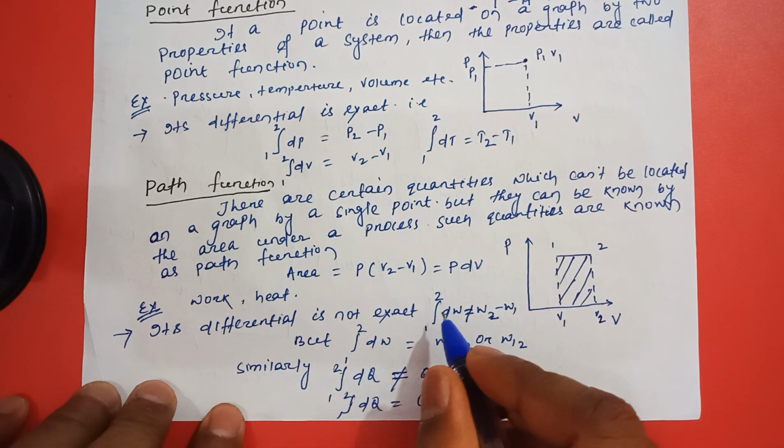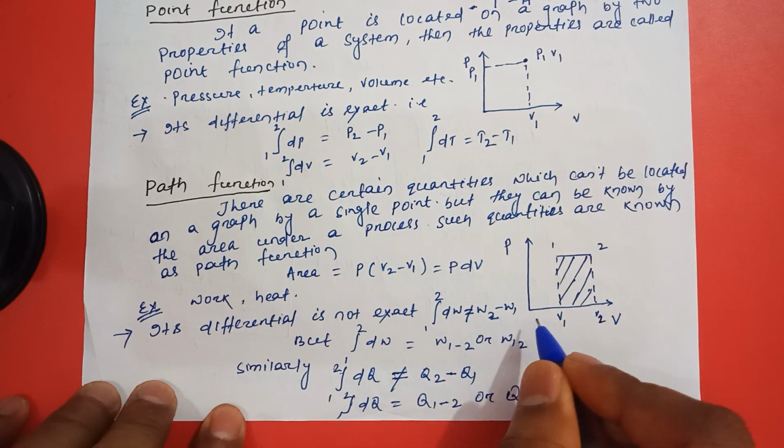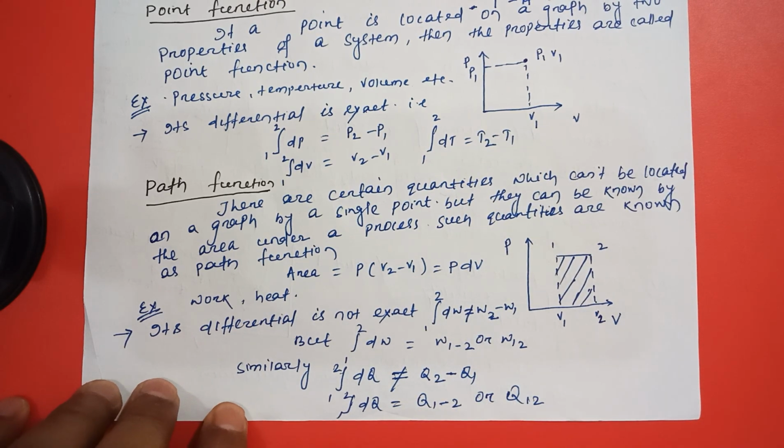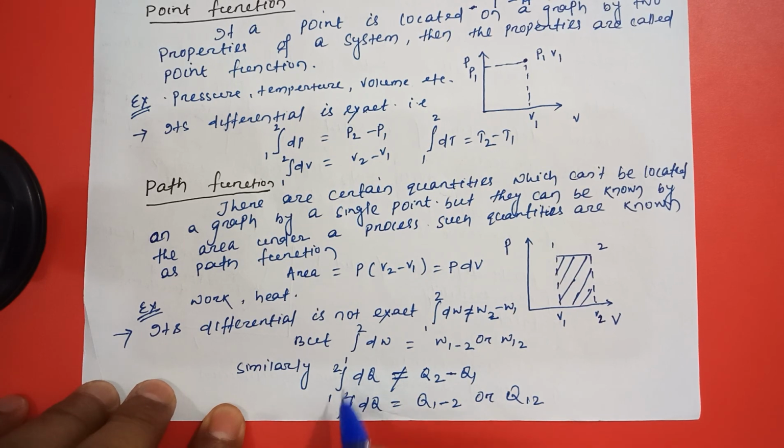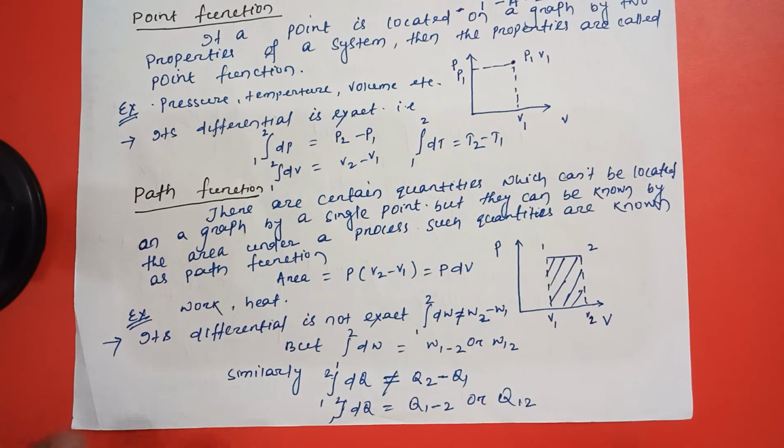Means integration of dW is not equal to W2 minus W1, but you can write it as W1-2, meaning it is for a process. Similarly, integration of dQ from 1 to 2 is not equal to Q2 minus Q1, but integration of dQ from 1 to 2 is equal to Q12. Got it? Okay, thank you.